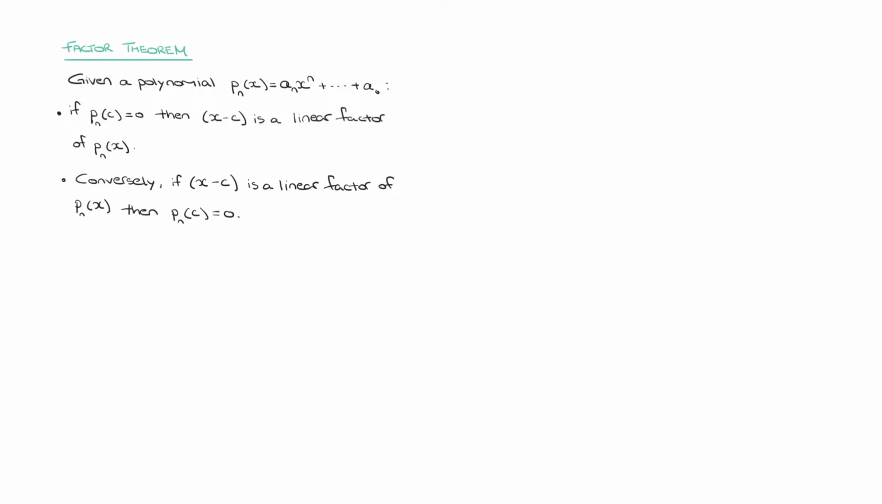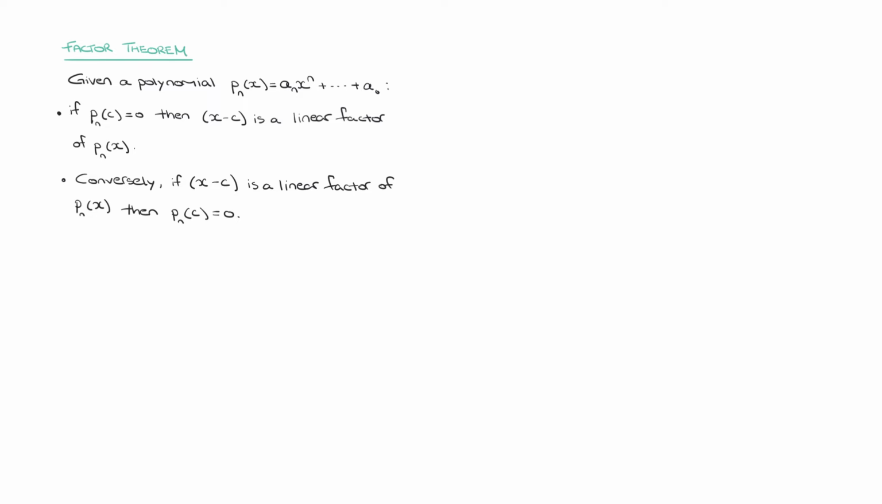Okay, so what we're going to see here is the factor theorem. Put simply, it's a very important theorem that you're going to need in order to write any polynomial in its fully factored form. Here, we're given a very generic polynomial, p sub n of x, which equals a times x to the power of n, and there would be an x to the power of n minus 1, x to the power of n minus 2, all the way down to a sub 0 times x to the power of 0. In other words, a constant term.